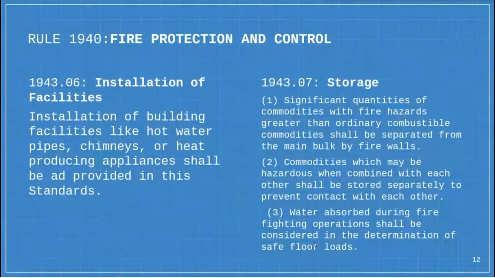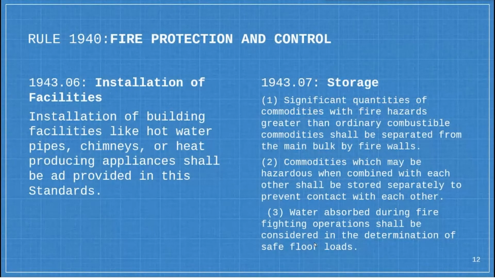Fire protection and control. Installations of these facilities like those fire exits and fire stairs. Installation of buildings, facilities like hot water pipes and chimneys and heat-producing appliances shall be approved in these standards.